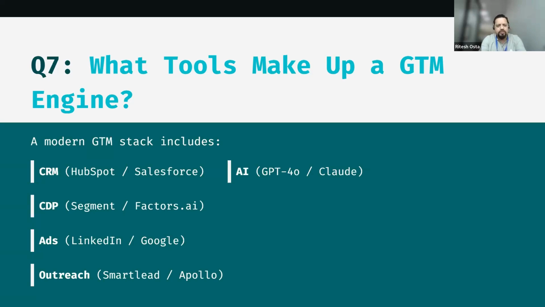So these are some standard things that will always be there. The CRM side of it, HubSpot and Salesforce. The CDP side of it, if you're using a CDP, Segment, and Factors is more on the web visitor identification. The ad side of it, LinkedIn and Google are primarily used when it comes to ABM. On the outreach side of it, we generally use Smartlead, Apollo, Reply, and others, but you can use whichever tool you feel is good enough, right? And GPT-4, Claude, Gemini for AI models.